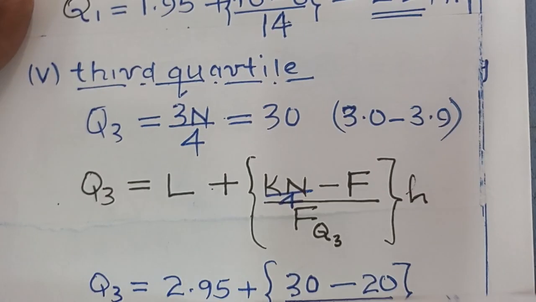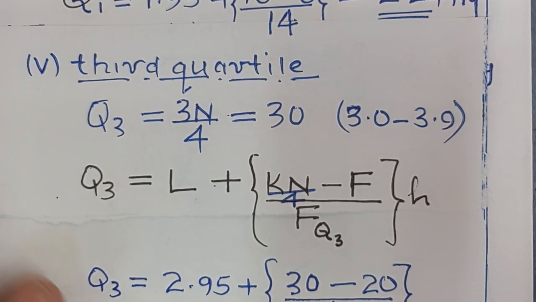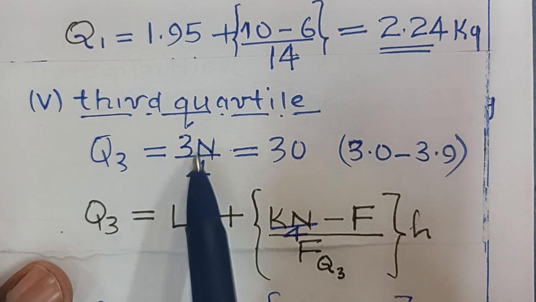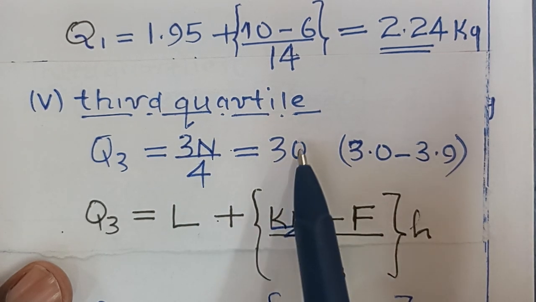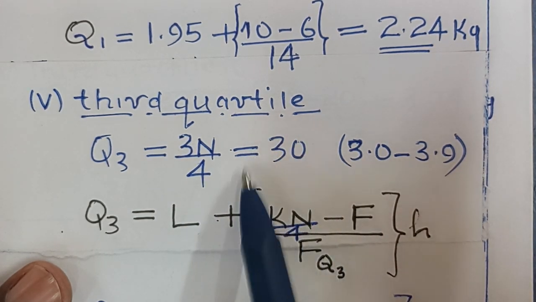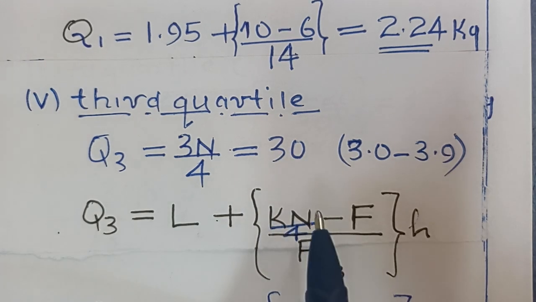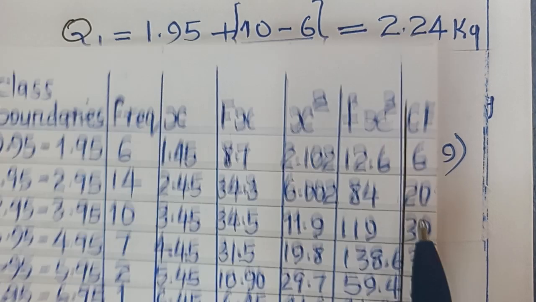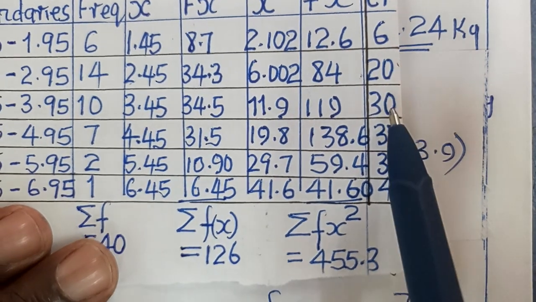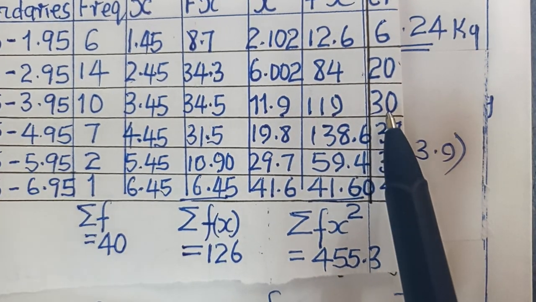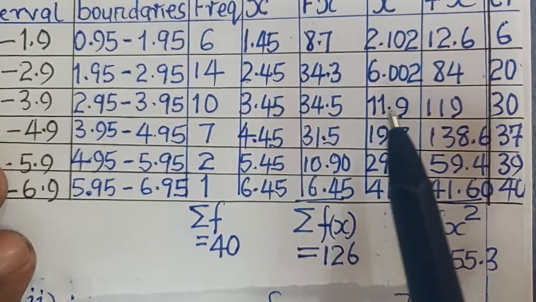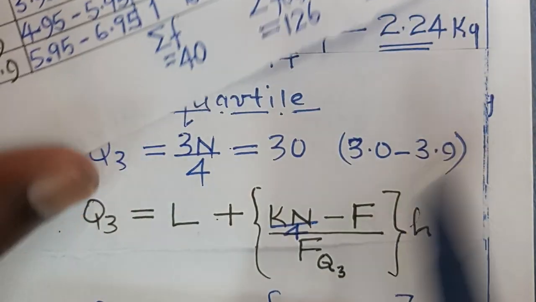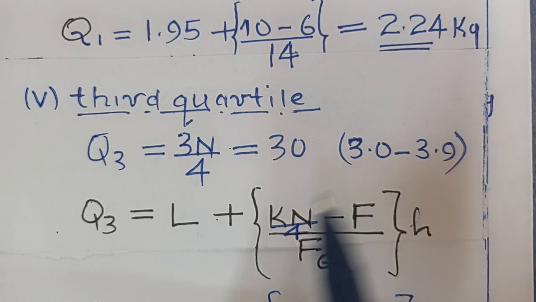Guys, we now go to the third quartile. For that quartile, we still do likewise, guys, but now this is going to be 3 all over 4. For us now to go to cumulative frequency of 30 and find where we find our class. Guys, when you go right there, as you can see, we are right here. And this class is 3 to 3.9. And so, guys, this is our class.